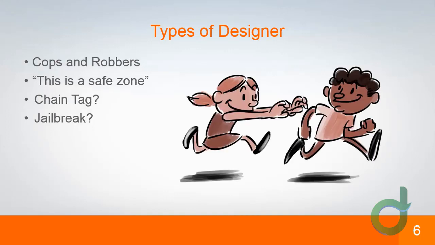Cops and robbers, well, obviously we all know what cops and robbers is, but basically when you're playing cops and robbers, someone has to define where the safe zone is, or which are going to be the rules of the game. Is there going to be a chain tag? I mean, if I grab somebody, I have to carry him with me. Can it be a jailbreak? I mean, if someone is made prisoner, can a robber go and liberate his teammates by tagging them?